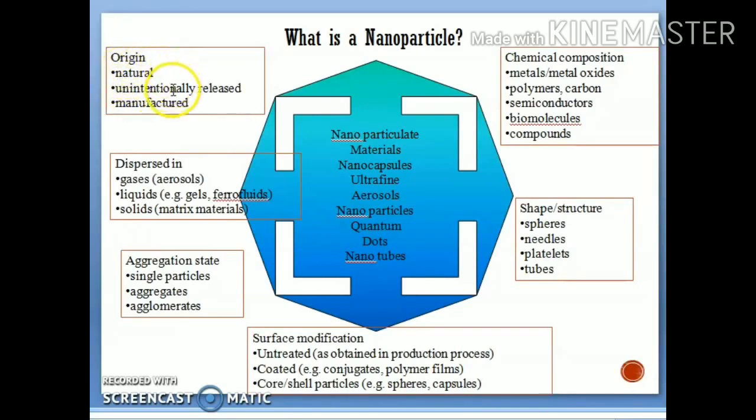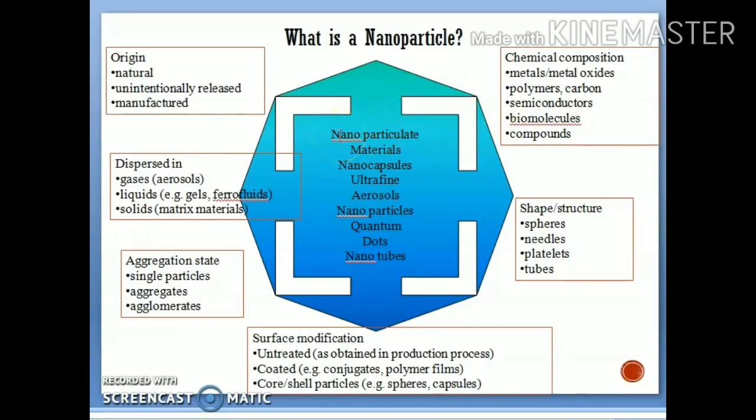Let us now discuss the origin. The origin may be natural, unintentionally released, or specially manufactured nanoparticles. The chemical composition of these nanoparticles can be metals, metal oxides, polymers or carbon material. It may include semiconductors, biomolecules, and different compounds.